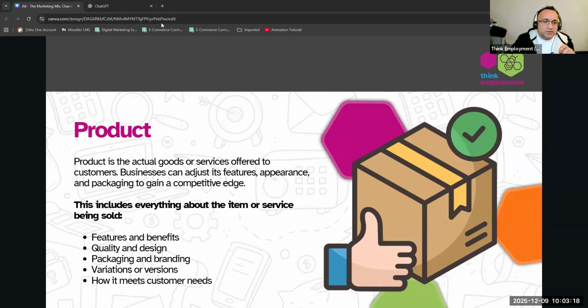So the features and benefits of a product are different. The quality and design is the same. The packaging and branding is usually the same. Variations of versions are there. And they also do updates every time, so you have to buy a new phone. You can't use the same phone if you're on Apple, right? They have to keep on updating your phone now and then. And then it's a lifestyle as well. Once you buy an Apple phone, you will stick to it for a long time.